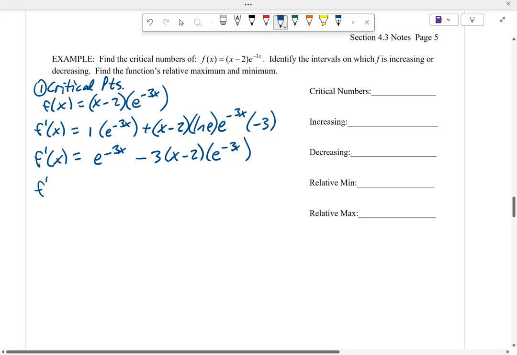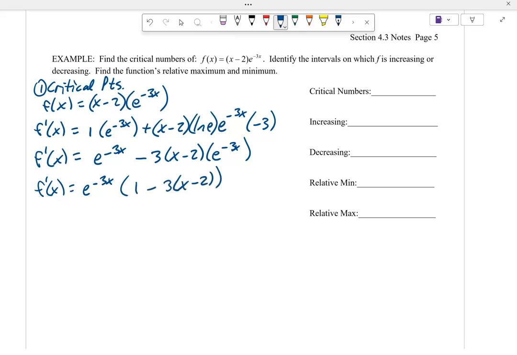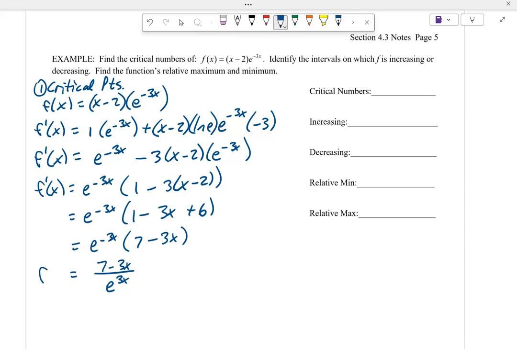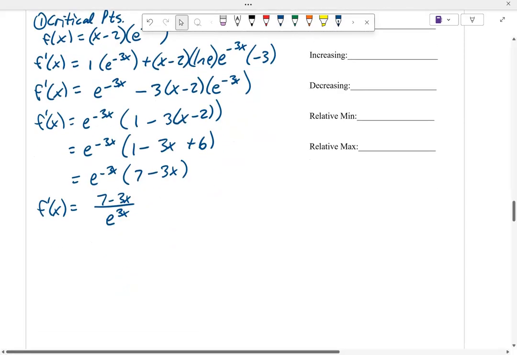So I'm going to factor out with this derivative here. Let's factor out e to the negative 3x. So that would leave me with 1 minus 3x minus 2. So I got 1 minus 3x plus 6. In other words, 7 minus 3x. Or if you want to think about it as 7 minus 3x all over e to the 3x, same thing. Here's our derivative, right?